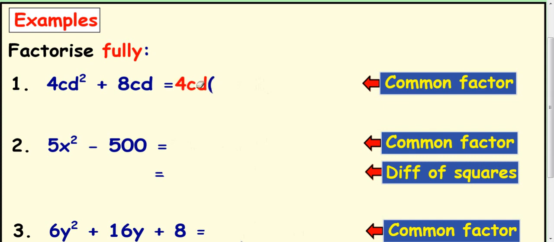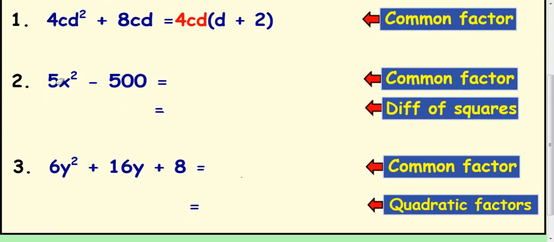Now what do I need to multiply 4cd by to get 4cd squared? I need to multiply by a d and put a plus. And then I'm looking to multiply this by something to make the 8cd, well that's going to be 2. I then see if I can do anything else. Can I do anything with this? It's not a difference of 2 squares, it's not a trinomial, so that's it, I'm done.